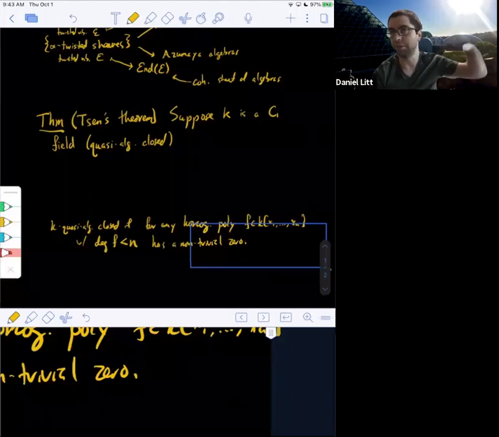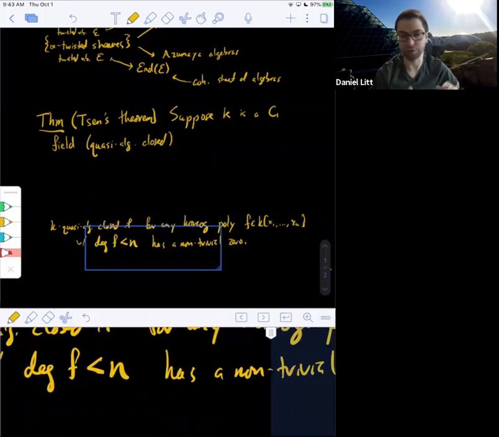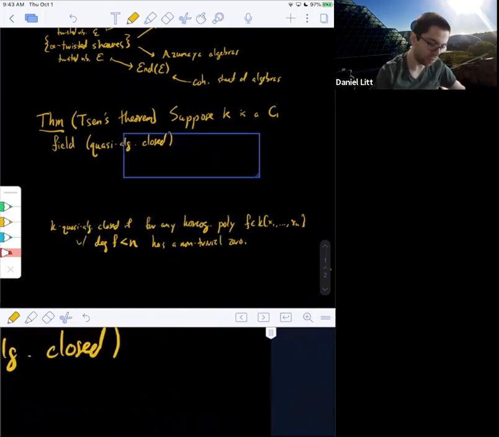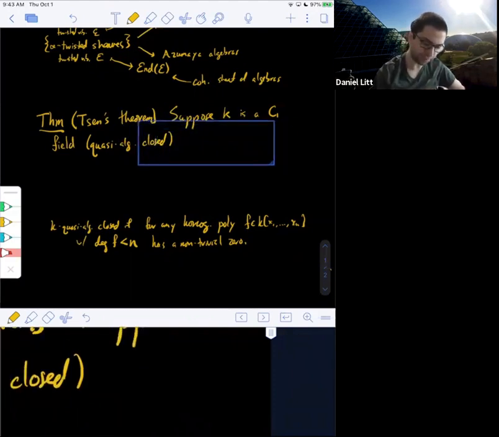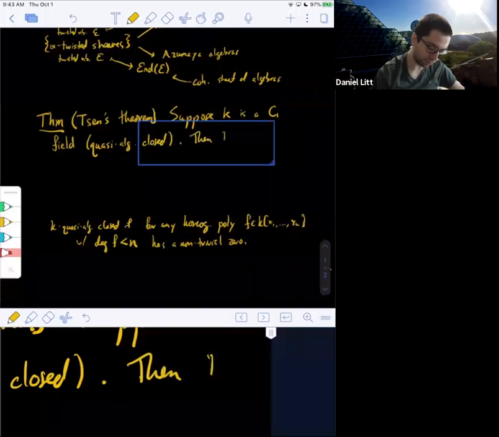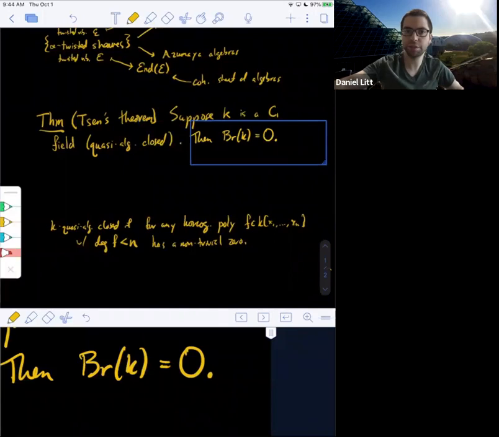And there's a notion of a Cm field where you require that instead of the degree being less than n, you require the degree to the m is less than n. So that's a Cm field. Okay, so what's the theorem? So suppose you have a C1 field. That means that any homogeneous polynomial of low degree has a non-trivial zero, or equivalently a quasi-algebraically closed field. Those are the same thing. Then the theorem is that the Brauer group of K is 0.